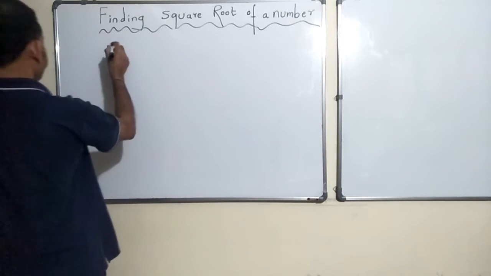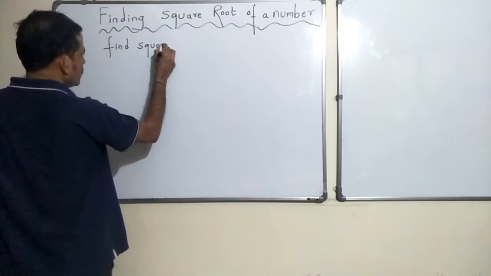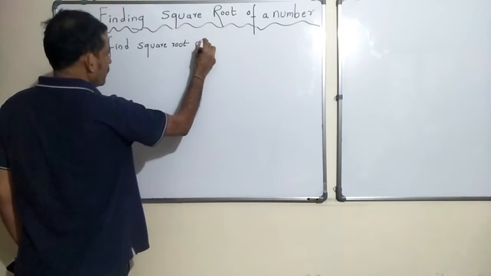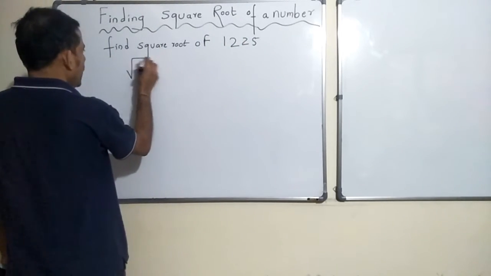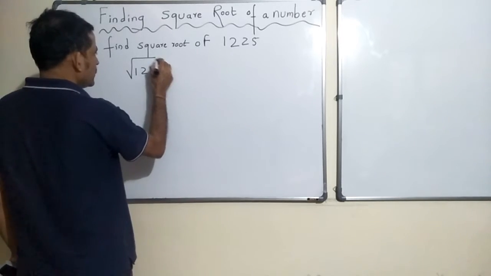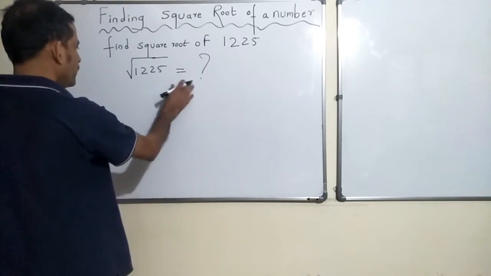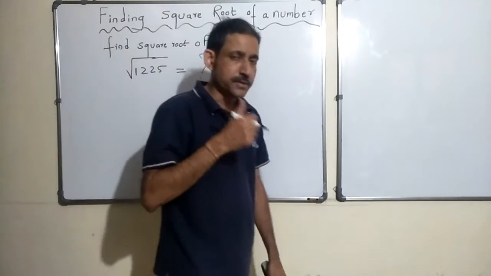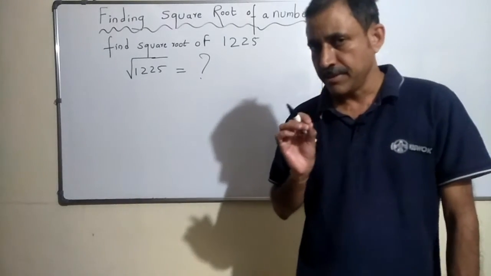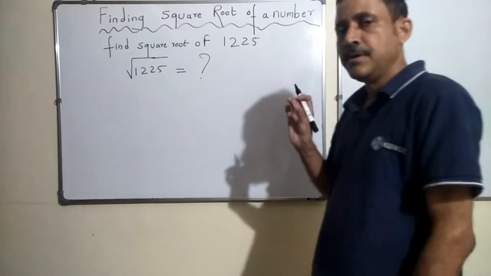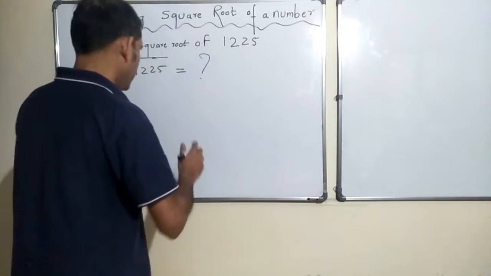Let's say find the square root of 1225. So essentially what I want to find is the square root of 1225. This is the sign for square root. So what is the square root of 1225? Now there are two methods of finding the square root of a number. One is the prime factor method and the second one is the division method. We are going to start with the prime factor method, which I believe you are already familiar with.